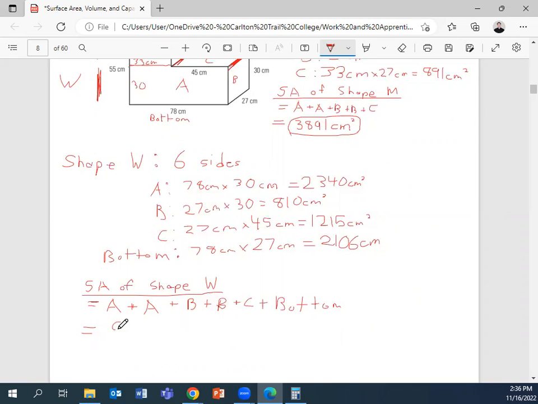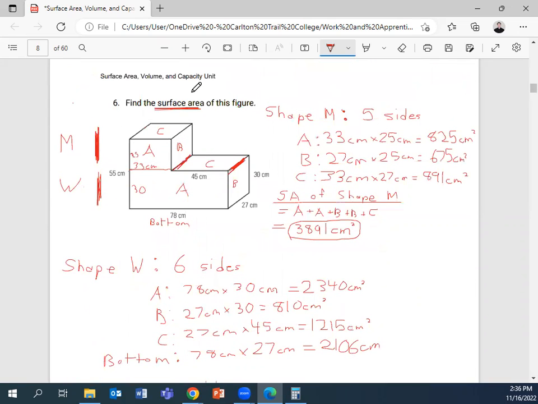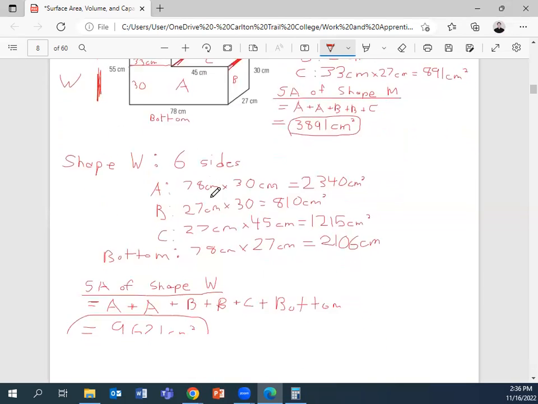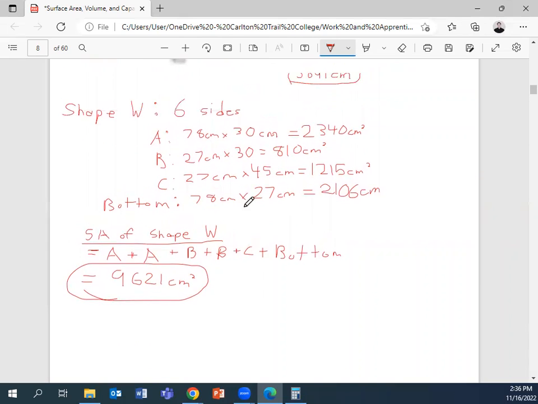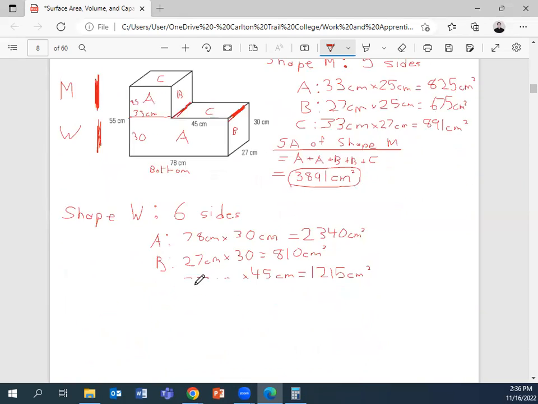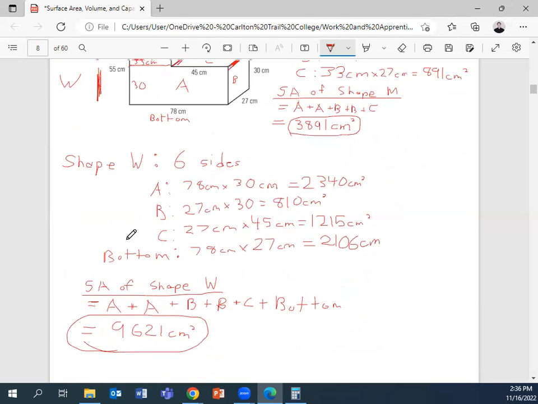Okay, my total surface area, 9,621 centimeters squared. That's an important figure. I'm going to circle that. Am I done? No, because remember, the question asked you to find the total surface area of this figure. I have found the surface area of the 2 parts of it. Now I just need to add those, so the surface area of shape M plus W.